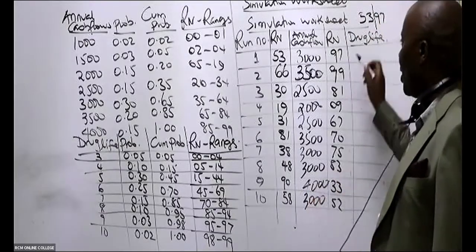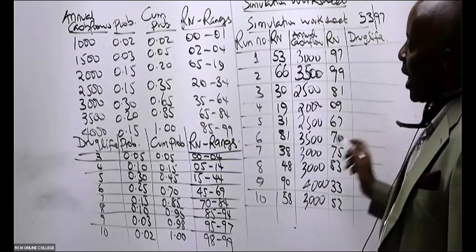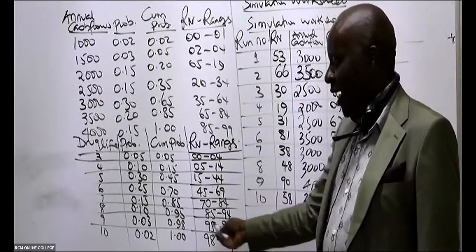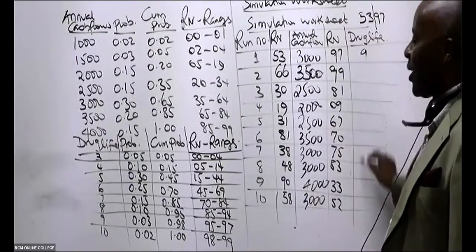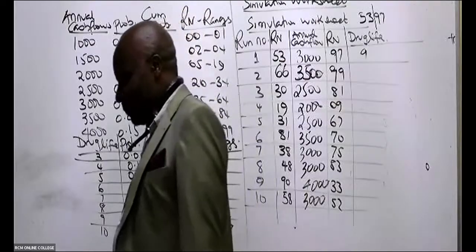How about these drug lives, shelf lives? 97, under the drug life now. So where is 97 here? How many years? 9 years, yes. So have you already finished this column? Have they finished this column?